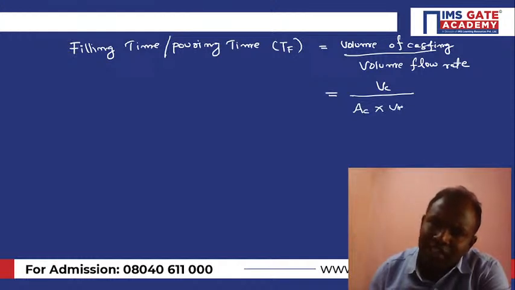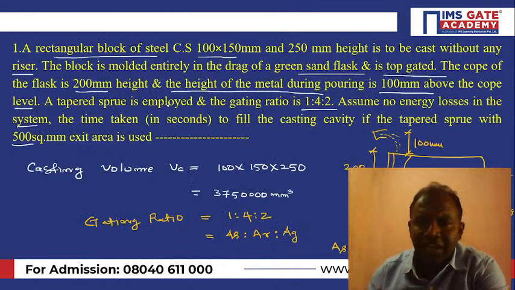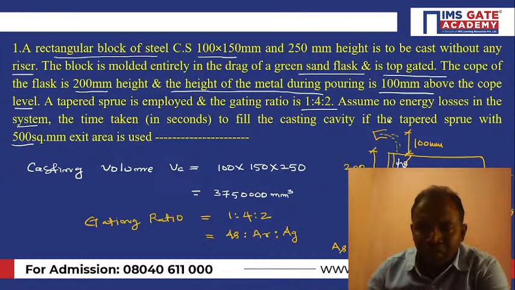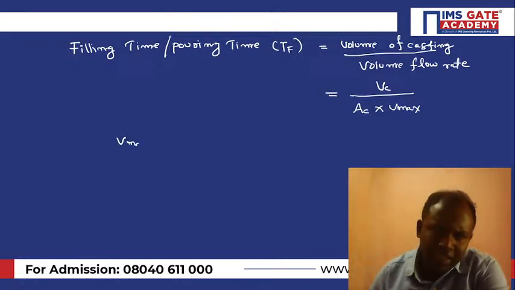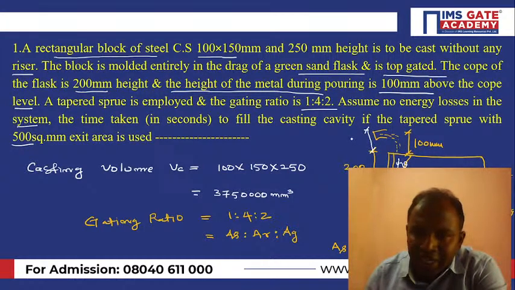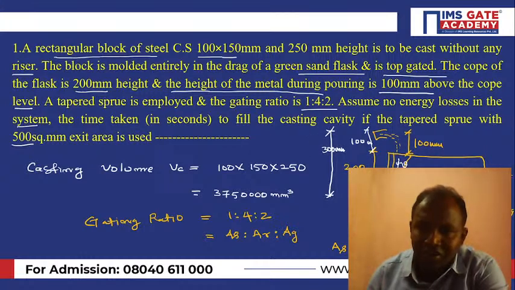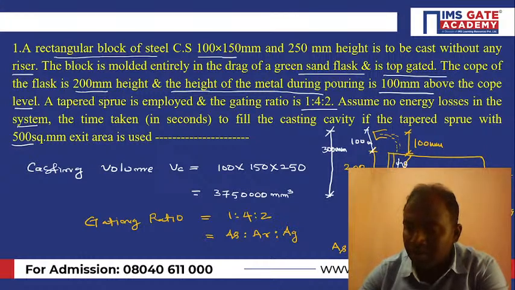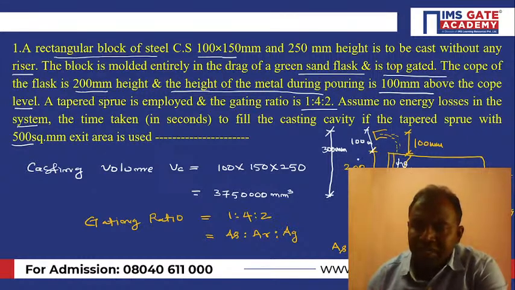The volume flow rate is equal to the choke area into the velocity of the molten metal in the gating system. Now, how to calculate the velocity of the molten metal in the gating system? We have to find V. While calculating the velocity, V max is equal to under root 2g ht. Where ht is, guys, while you are calculating the velocity, the height from where the molten metal is pouring, that height you have to consider. So here the total height is 300 mm. This 300 you have to consider as the total height, that is, where the molten metal is poured from down to the mold cavity.